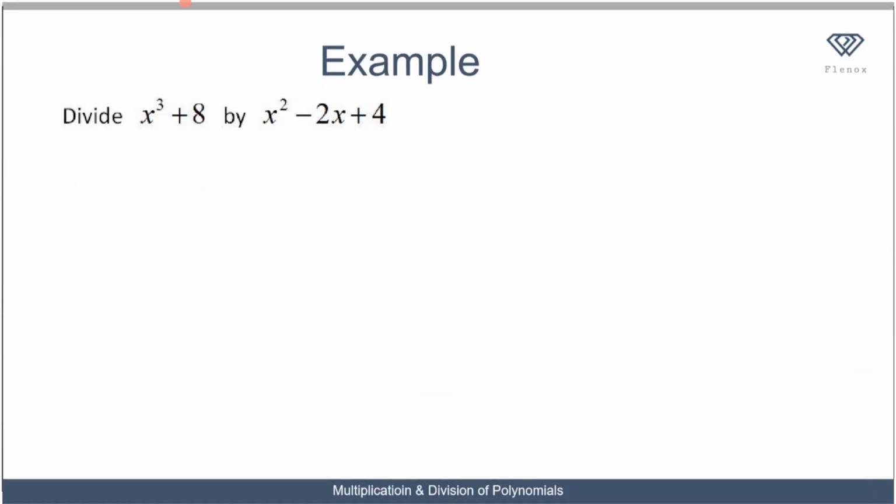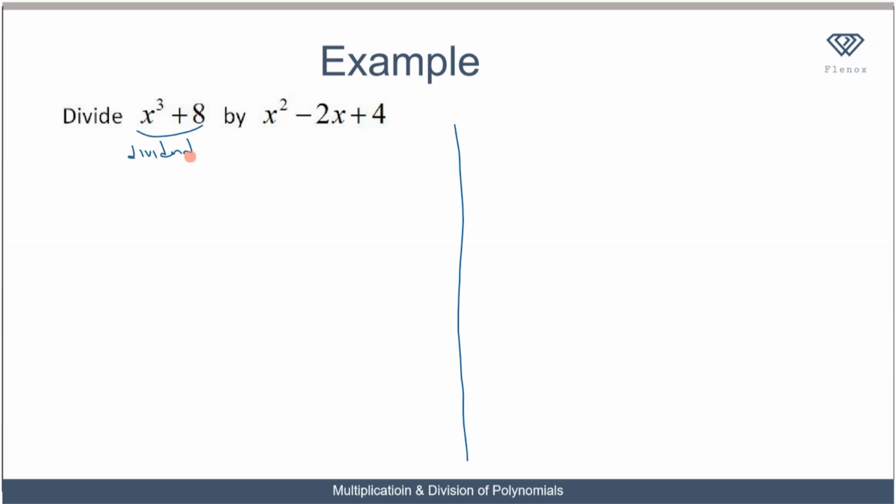So now let's start out by solving this. We are told to divide x cubed plus 8 by x squared minus 2x plus 4. So this is very straightforward. So now we know that this is our what? This is our dividend.